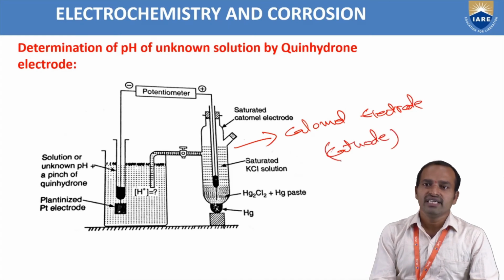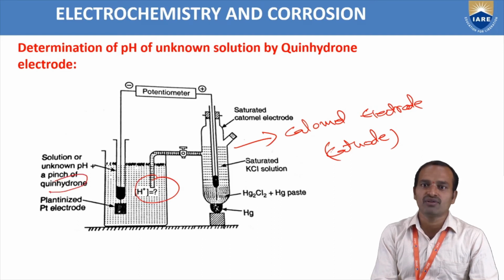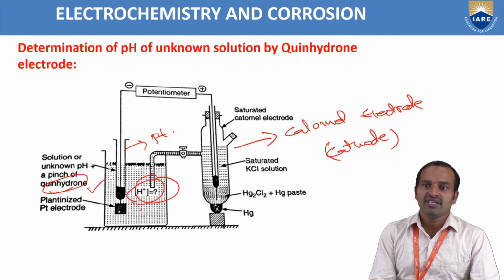On the other side, in the beaker, by using the salt bridge, we are connected to the beaker containing the H plus ions. To the beaker containing HCl solution, we are adding a pinch of quinhydrone powder, and in this we are dipping the platinum electrode. This platinum electrode now acts as a quinhydrone electrode. How? To the acid solution, we are adding a pinch of quinhydrone powder, then the platinum electrode acts as a quinhydrone electrode. This will act as an anode.